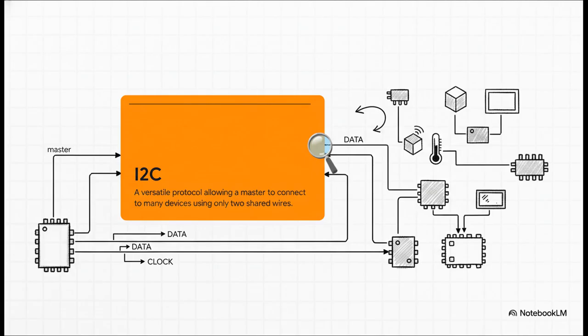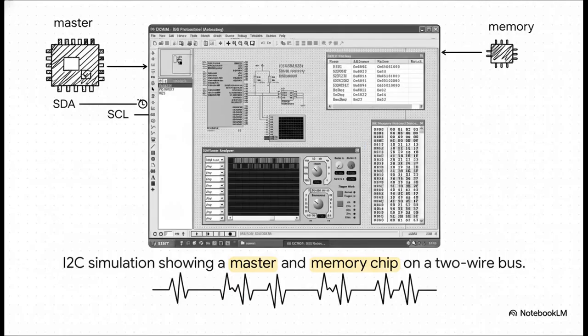It connects circuits together using just two shared wires. That's it. One wire for data and one for the clock. Period. Just look at this simulation. You've got the master microcontroller, a memory chip, and all those monitoring tools. And they're all hooked together by just those two lines, SDA for data and SCL for the clock. It's just so clean and simple.